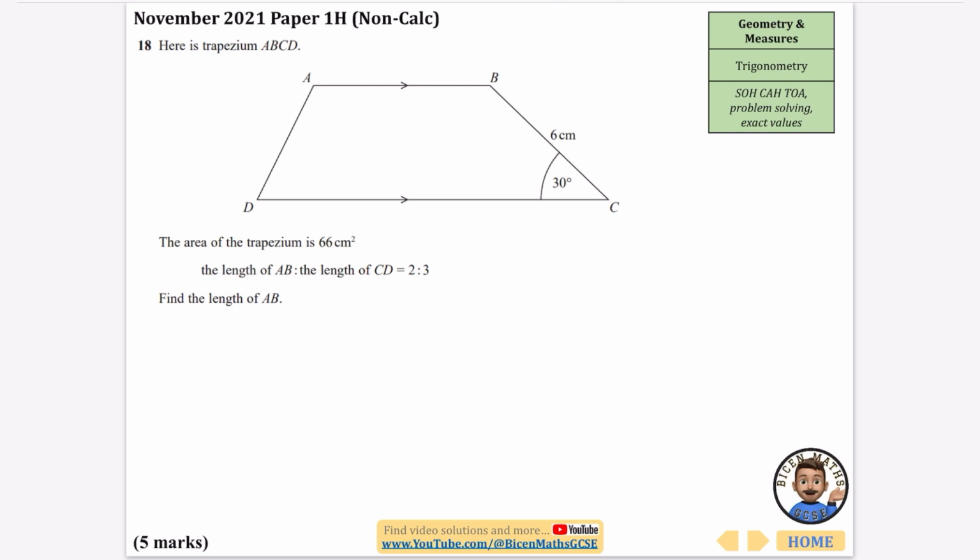Okay, well, first of all, we need to remember some things about the area of a trapezium. The area of a trapezium is a half (a plus b) times the height, which sometimes people write as the average of a and b multiplied by the height.